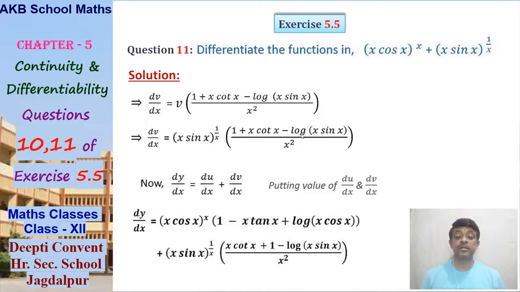Clear? Now what formula did we use here? Logarithmic differentiation, because a power is there and the two terms are added, so first function u, second function v, then we can get du by dx plus dv by dx, with u and v taken separately. By taking the logarithm we can differentiate and find du by dx and dv by dx, and putting the values in, we finally get the answer like this. These are the derivatives of the given function in question 11, exercise 5.5.